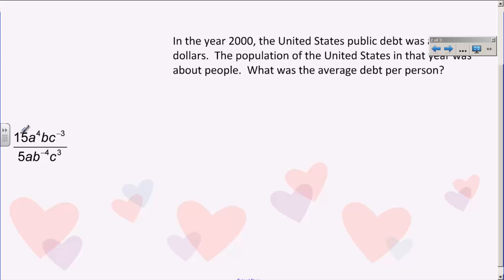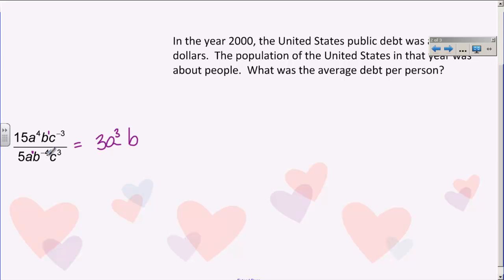So we're going to divide coefficients first. 15 divided by 5 is 3. Then I have to do my a's. I have a to the fourth, and this is a to the first, even though you don't see it. So I'm going to subtract 4 minus 1, which is a to the third. And then my b's, I have b to the first over b to the negative 4.